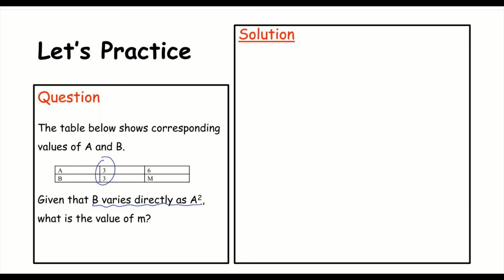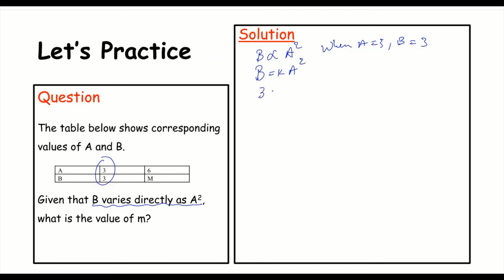So we have B is directly proportional to A squared. Our equation is B is equal to kA squared, where k is our constant of proportionality. And we know that when A is 3, B is also 3. So we can plug in our values and find the value of our constant of proportionality.